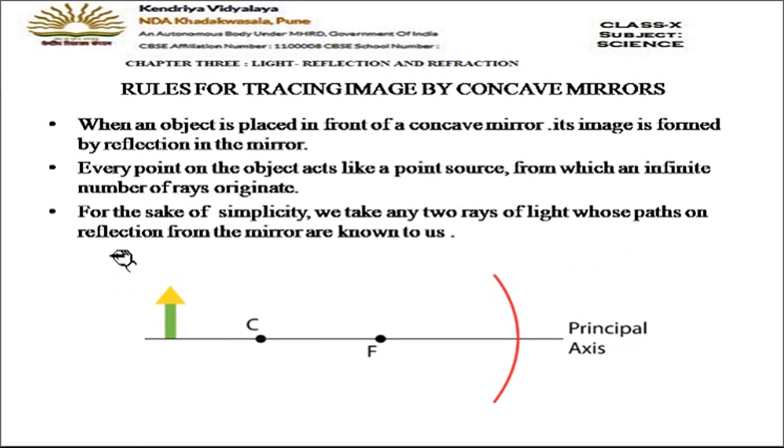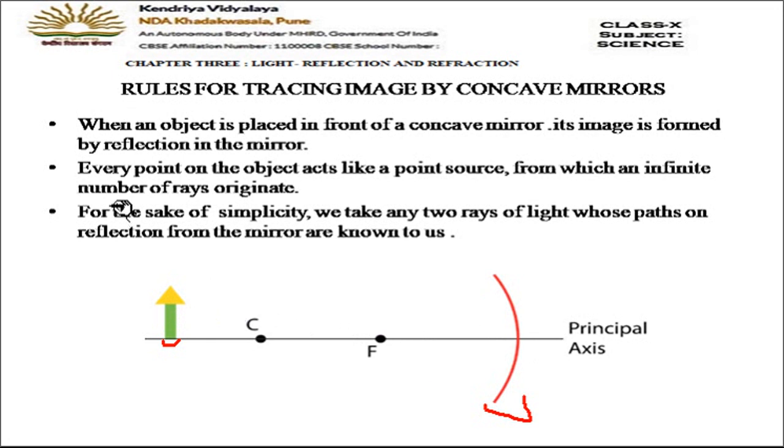First one is, when an object is placed in front of a concave mirror, its image is formed by reflection in the mirror. This you all know, that whenever an object is placed in front of any kind of mirror, its image will be formed. Here you can see in the diagram, this arrow is the object. This red color which you can see here is the mirror. As you can see, this is bent inwards, so this is the concave mirror. So whenever an object is kept in front of the mirror, the image will be formed.